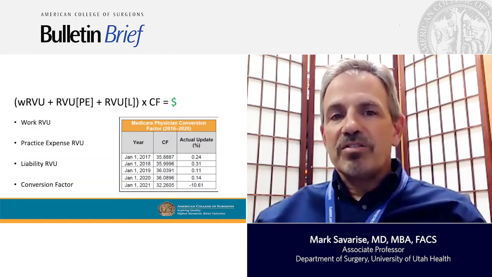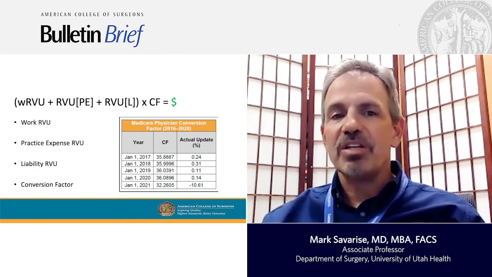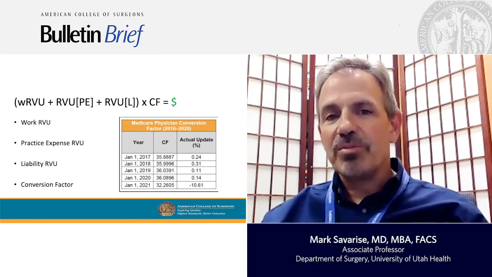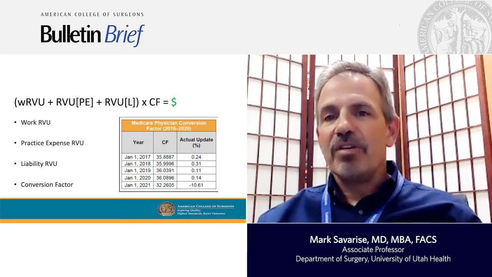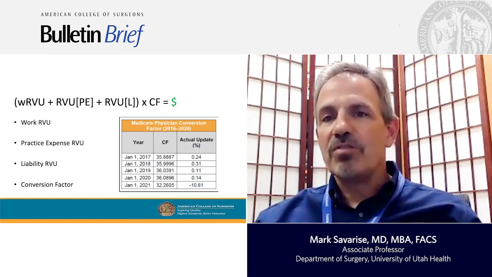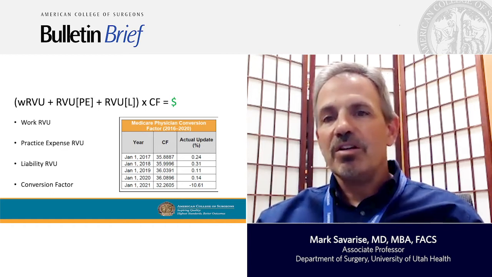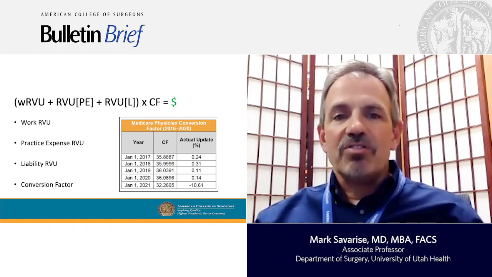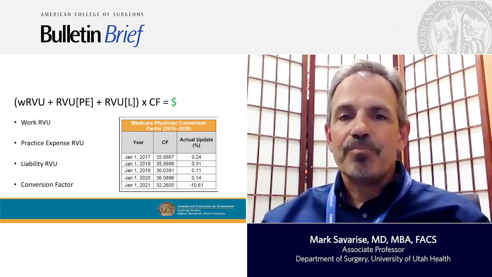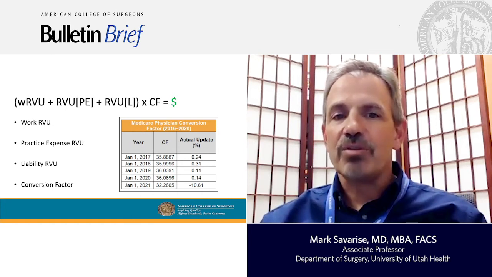So what determines how much you get paid? Well, the RVU, which is the combination of the work, practice expense, and liability RVUs, is then multiplied by something called a conversion factor. Every year Medicare sets a conversion factor, and then insurers set their own conversion factors by which they multiply the RVU for a procedure to determine your amount of payment. And so you can see here on a table, I've listed the conversion factor, typically $35 to $36 per RVU over the last few years, up through January of 2020.